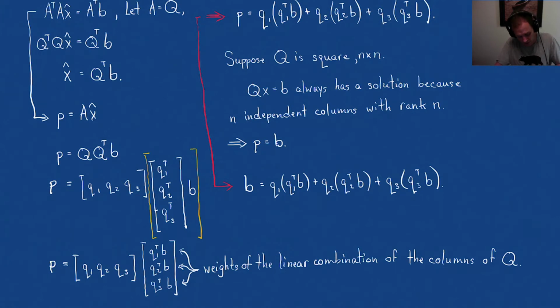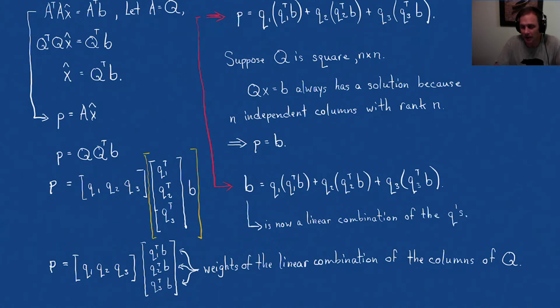This means that B is now a linear combination of the Q's. It's done for us. We already know what the answer is going to look like. It's already done for us. So let's see how this works.